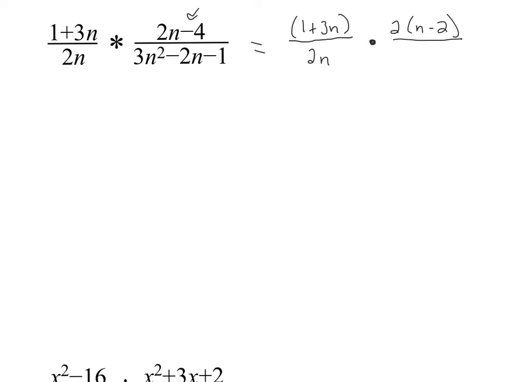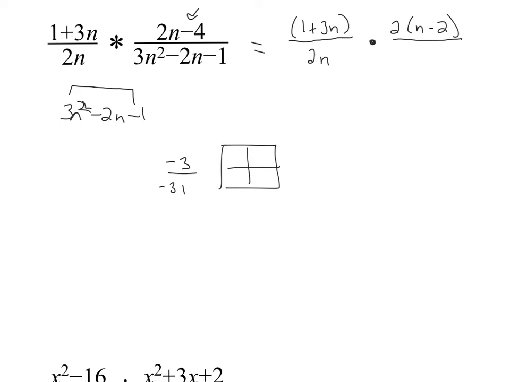And now the bottom here, I'll have to do some of the factoring. So I'm just going to pull this one down here, and I'm going to try to factor it. There's no common factor, so I'll use my box factoring. So 3 times negative 1 is negative 3. I'm looking for two things that multiply to negative 3, add to negative 2, so that's negative 3, positive 1.